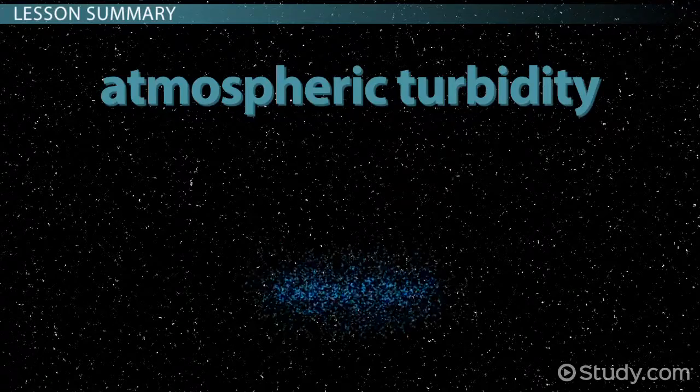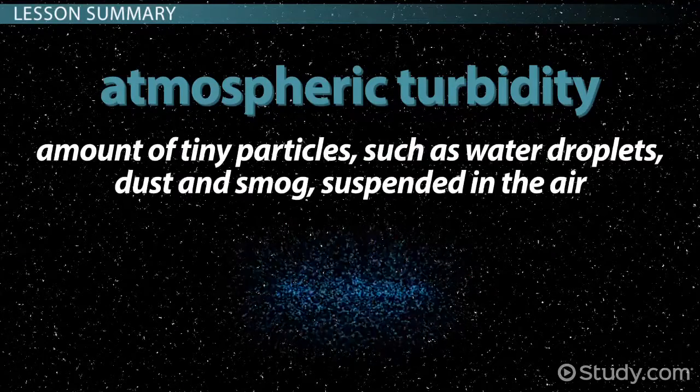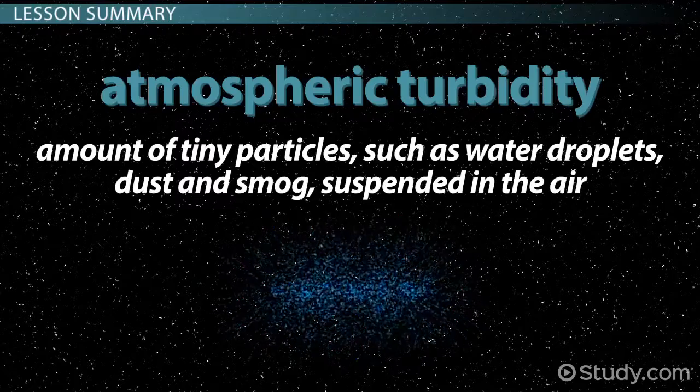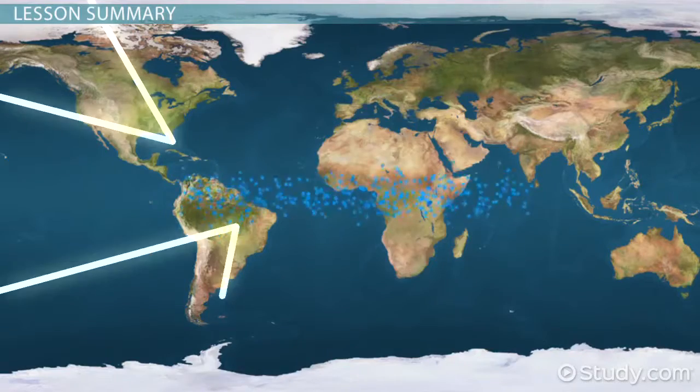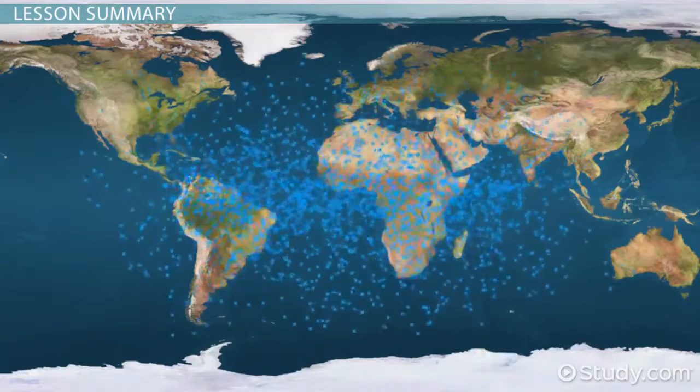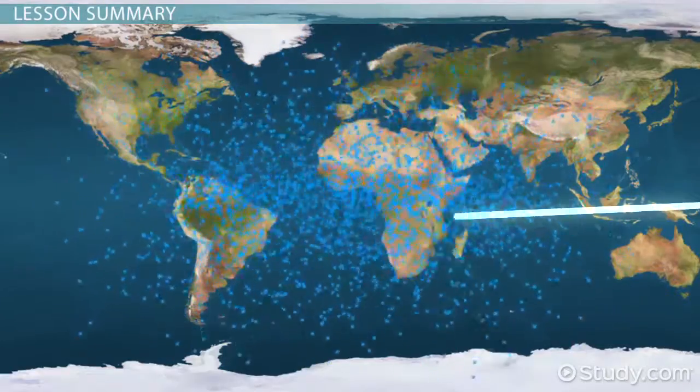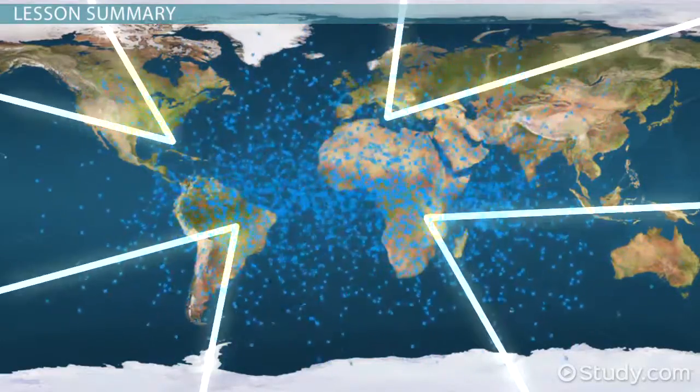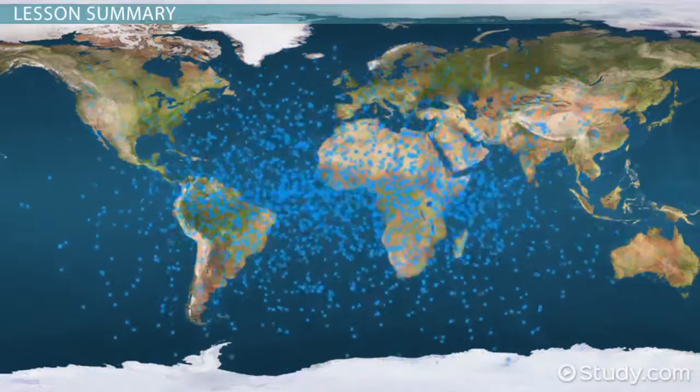Atmospheric turbidity refers to the amount of tiny particles, such as water droplets, dust, and smog, suspended in the air. These tiny particles, also referred to as aerosols, reflect the sun's radiation back into space and thus have a cooling effect on the planet's surface.